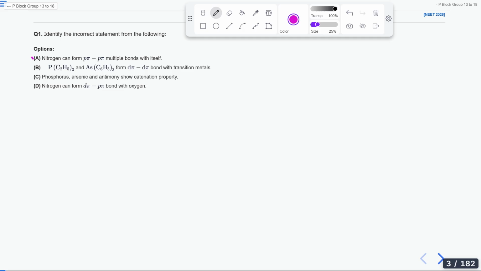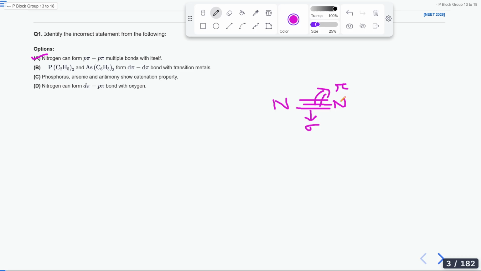Starting from the first statement, nitrogen can form p pi multiple bonds with itself. If I consider a nitrogen molecule which is N2, how many bonds are there between two nitrogen atoms in an N2 molecule? Yes, there are three bonds. Okay, in which one bond is sigma, and the other two are pi bonds.